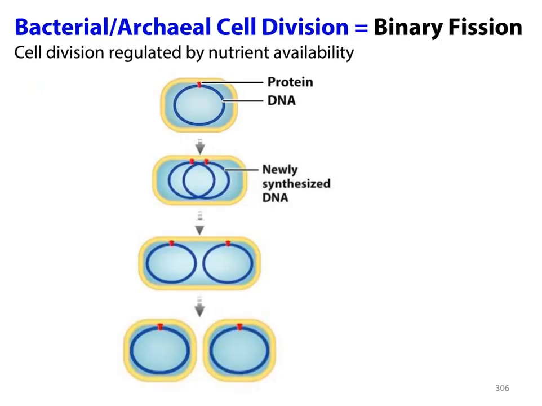So you might be asking yourself, okay, if the prokaryotes don't go through mitosis or meiosis, how in the world do they actually divide? And I would say, excellent question. They divide through the process of what's called binary fission.